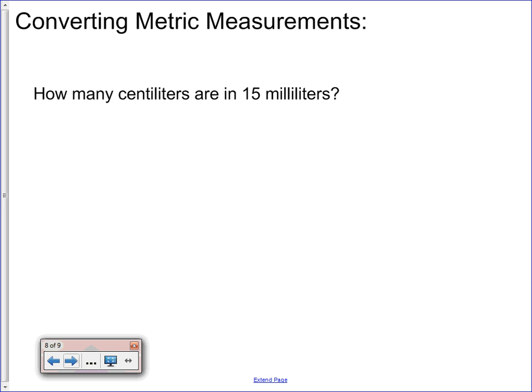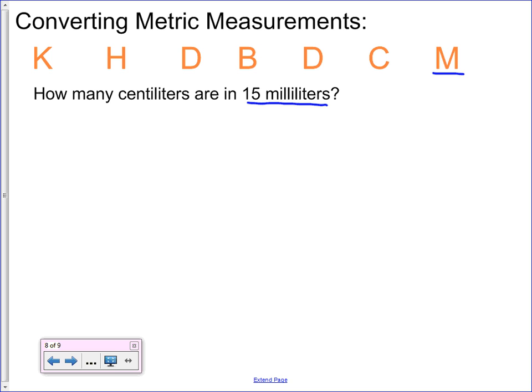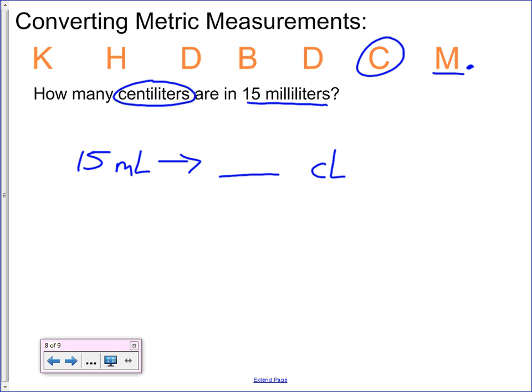Last example. How many centiliters are in 15 milliliters? So again, I have my King Henry died by drinking chocolate milk. I know I have 15 milliliters, so I'm starting right there. Put my decimal in, and I'm going to centiliters. So if I circle here, I have 15 milliliters going to how many centiliters?